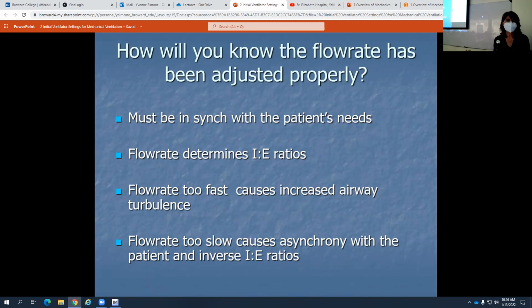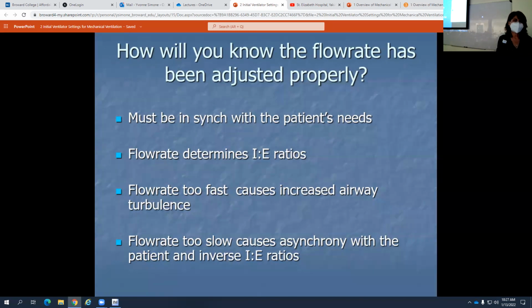The flow rate determines IE ratios, and we're not going to do that today. We'll start with that next week after you finish your test. We'll work with IE ratios. So if that doesn't make sense for right now, that's okay. We'll start with that next week.